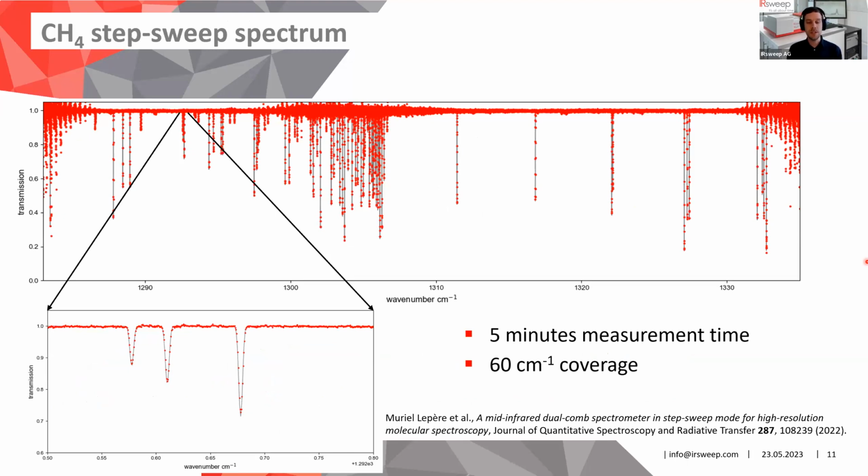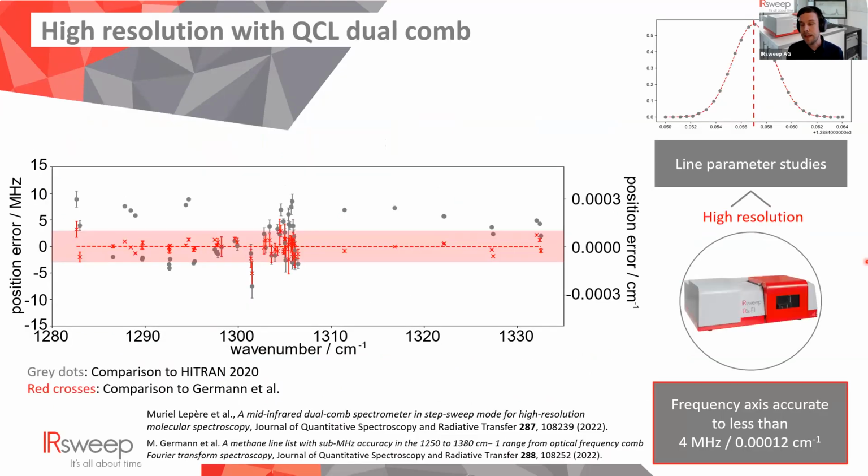In this case, this is a low pressure methane sample. We can look more closely into this spectrum and analyze the peak positions of the absorption lines that we find and compare them to literature values to estimate the accuracy of our wave number axis. And this is what we did. We compared it to two different data sets. One is HITRAN 2020, the gray data points, and the other one is a more recent paper, also a very accurate measurement based on frequency combs. If we compare this, we see that the agreement is to within just over 10 to the minus 4 inverse centimeters.